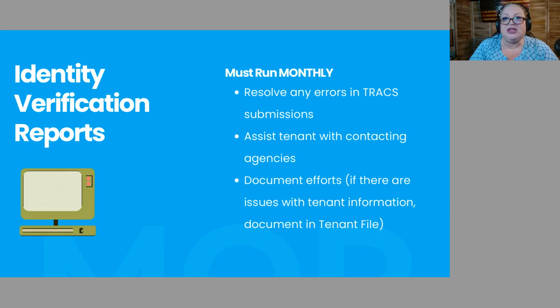These are run monthly. So these are your monthly identity verification reports. Your obligation is to resolve any errors in your TRACS submissions. For instance, you could get one of these showing up because there was an error in the social security number. If it's a typo, you're going to correct it in TRACS, and then you're going to submit that, and you can document the file that you have resubmitted it and that now the error is resolved.